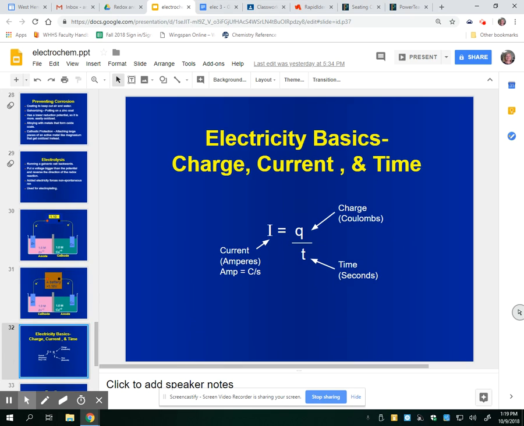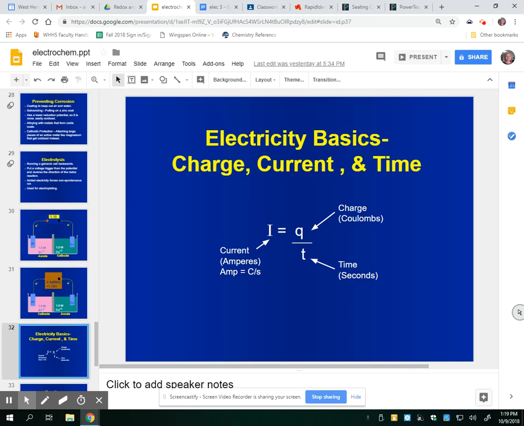Okay. So we need to know a few of the electricity basics, just dealing with charge, current, and time. Now, we've mentioned charge before. Charge is going to be represented by a lowercase q, and it is measured in coulombs. Lowercase t usually indicates time, and a capital T indicates temperature. So lowercase t is time, and it must be in seconds for this equation to work, because a coulomb divided by a second is an amp, and that's what I, our current, is.